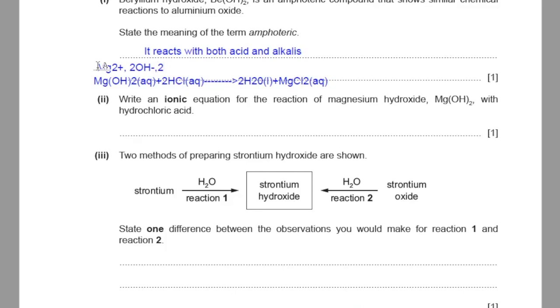We have got two hydrogen ions as well as 2 chlorine ions. Now on the right side of the equation, we have got 2H2O, which will remain the same because that's found in a liquid state and we don't break liquid compounds into their ions. Plus Mg2+ and 2 chloride ions.